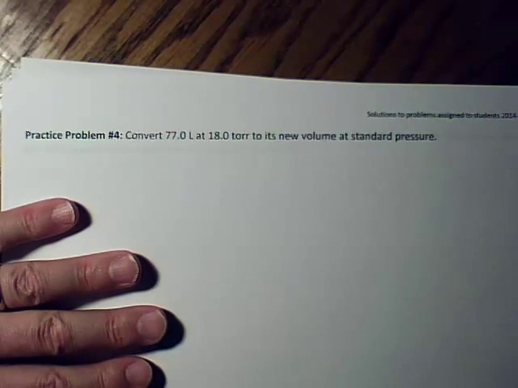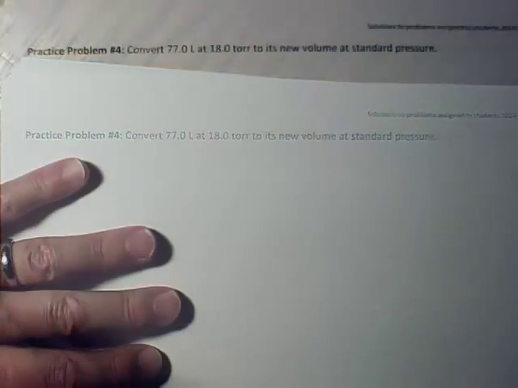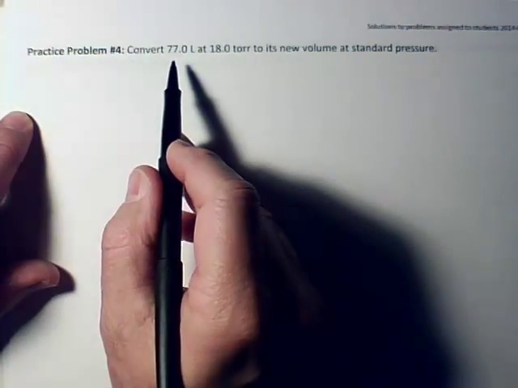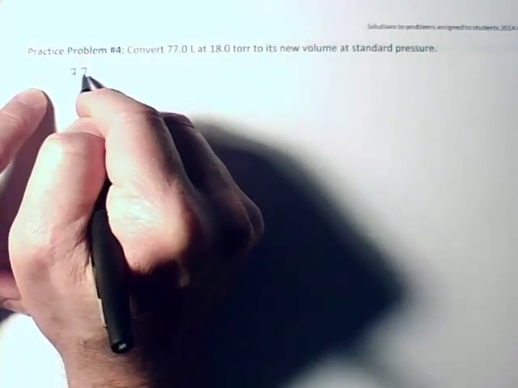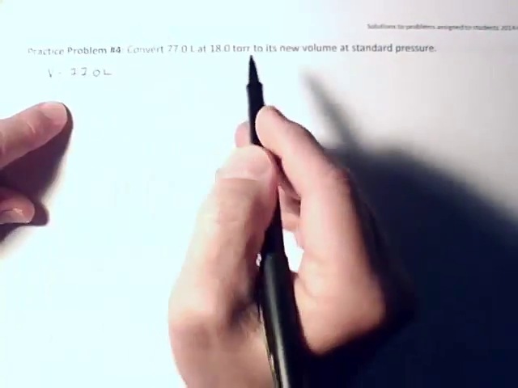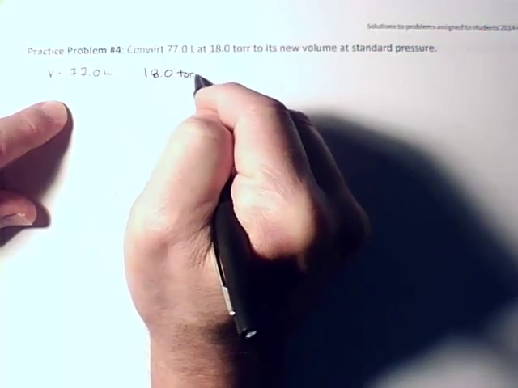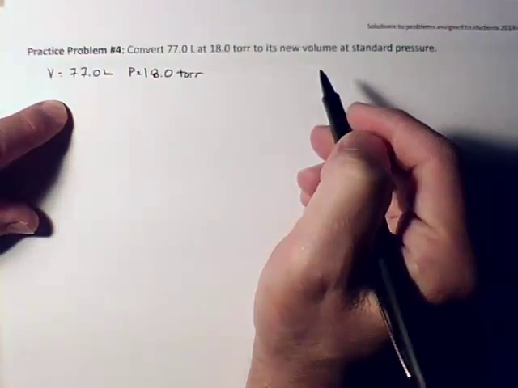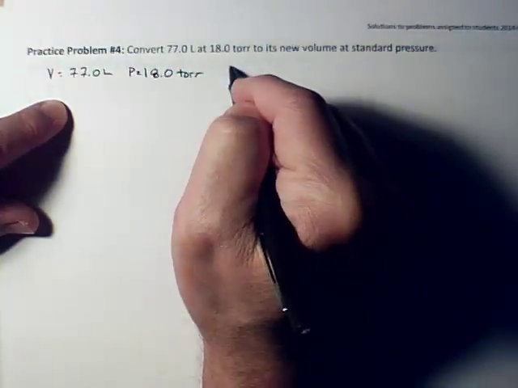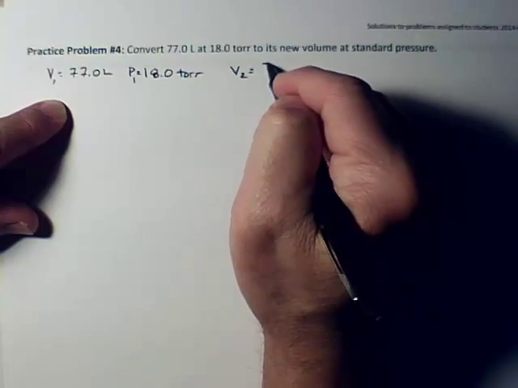So practice problem number 4. Convert 77.0 liters at 18.0 torr to its new volume at standard pressure. So we're going to make a list of what we have. We've got 77.0 liters, and you know that measures volume. We've got 18.0 torr. I hope by now you guys know that measures pressure. We've got a new volume we're looking for, so that must be volume 2, making this volume 1, and this pressure 1 at standard pressure.